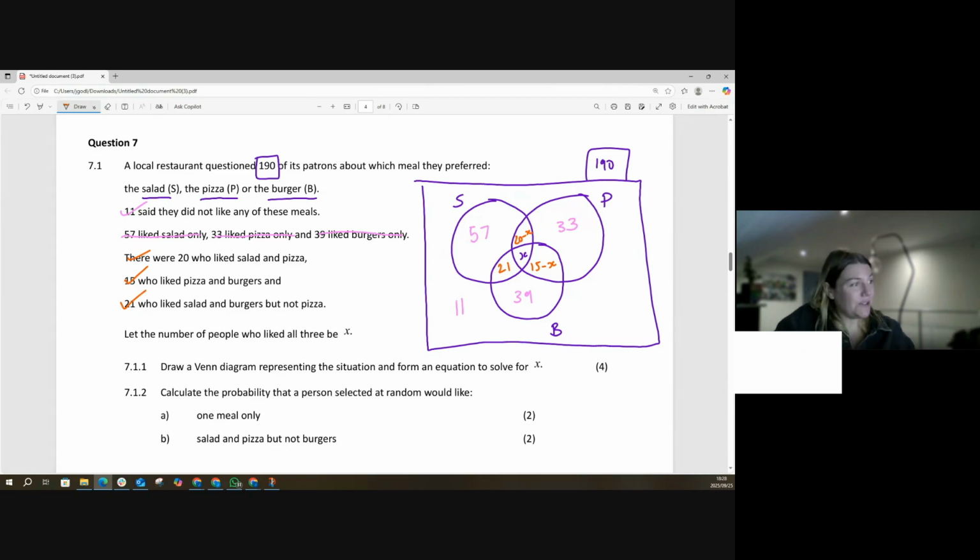So all we have to do is add them all together. So we're going to say that 57 plus 33 plus 39 plus 11 plus 21 plus 20 minus x plus 15 minus x plus x needs to equal 190. And you will get x equals 6. Exactly. This was the key here. But you would have only lost 1 mark.